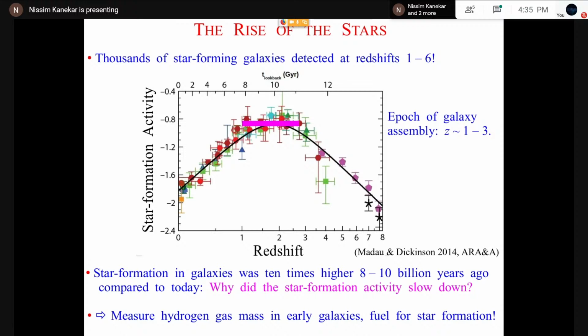And so what people did was that, starting in the late 90s, but especially from about 2005, people plotted the star formation activity in galaxies, which is basically the star formation rate density.